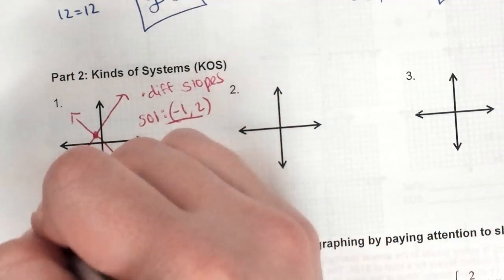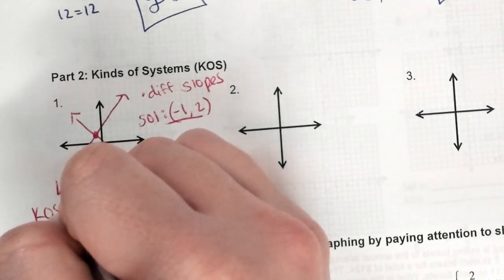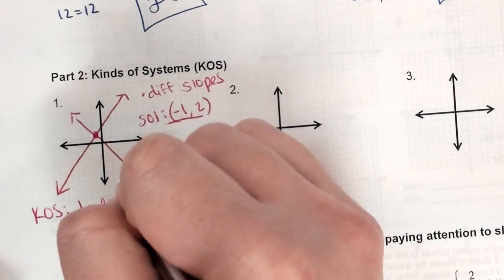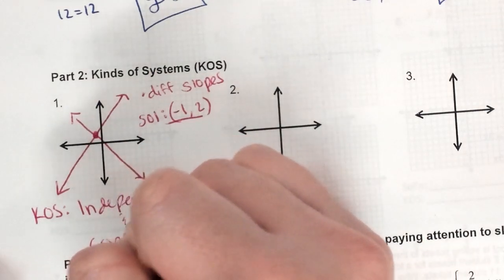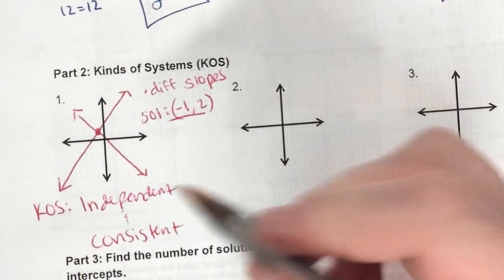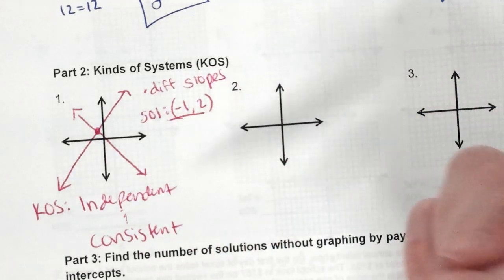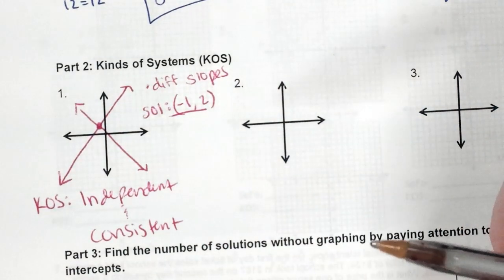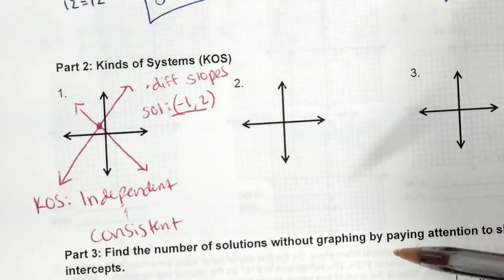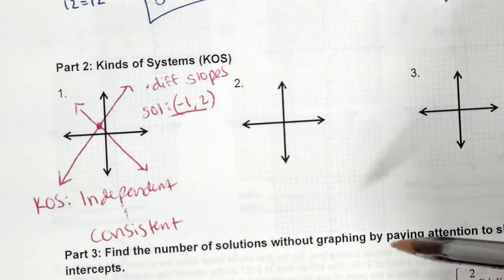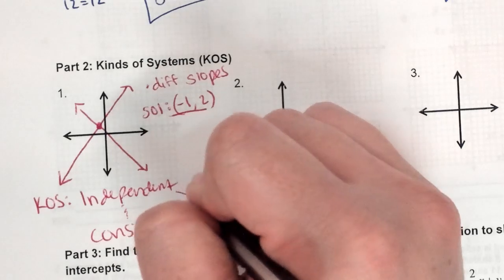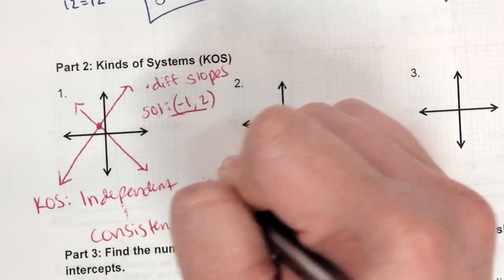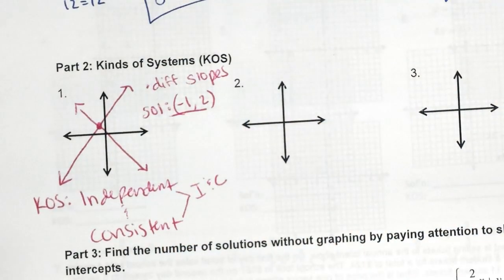And our kind of system, KOS, is independent and consistent. It's independent because they're different lines, and it's consistent because there's a solution. There is a spot where they're the same. Now, are we going to write that every single time? No. So we'll just write I and C, and I'll accept that, as long as you understand it means independent and consistent.